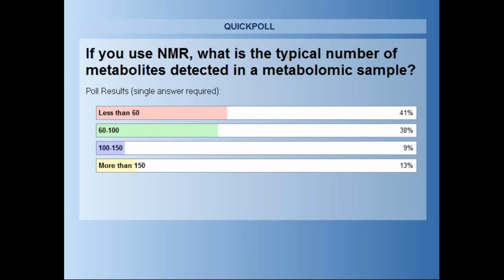If you use NMR, what is the typical number of metabolites detected in a sample? It looks like 79% of the folks can identify about 100 metabolites. For NMR, we don't count features. We usually try to match up features to identify compounds, so maybe this is a slightly different question than one would expect for some of the other modalities. I'd like to talk to whoever does more than 150. That's pretty impressive.